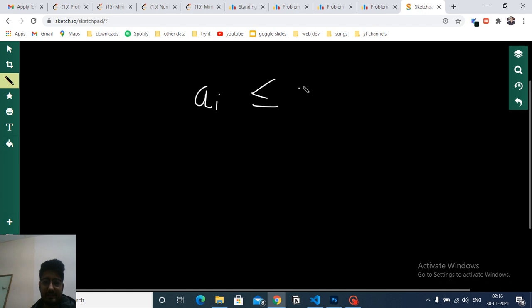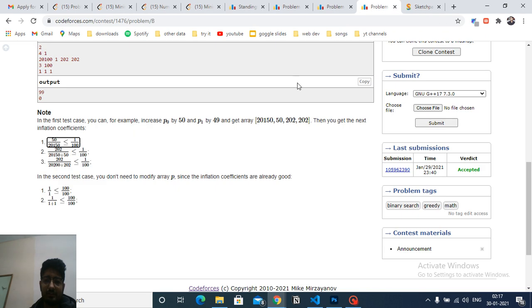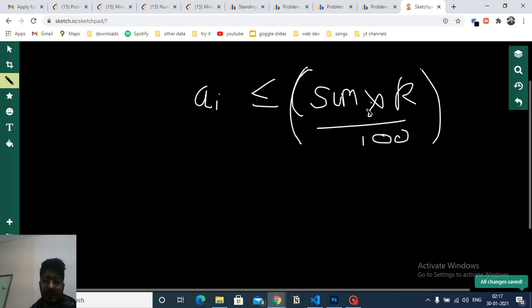This should be less than or equal to the summation. So this is actually the sum times k divided by 100. Now this is the previous sum, the sum till the I minus 1 point, and this is the ith point. As you can see, this is a constant, but this is what we can change.